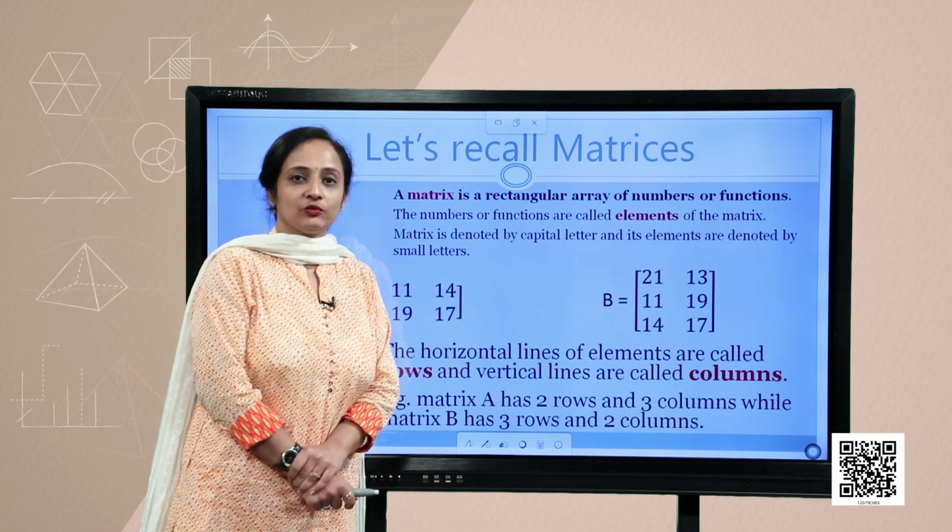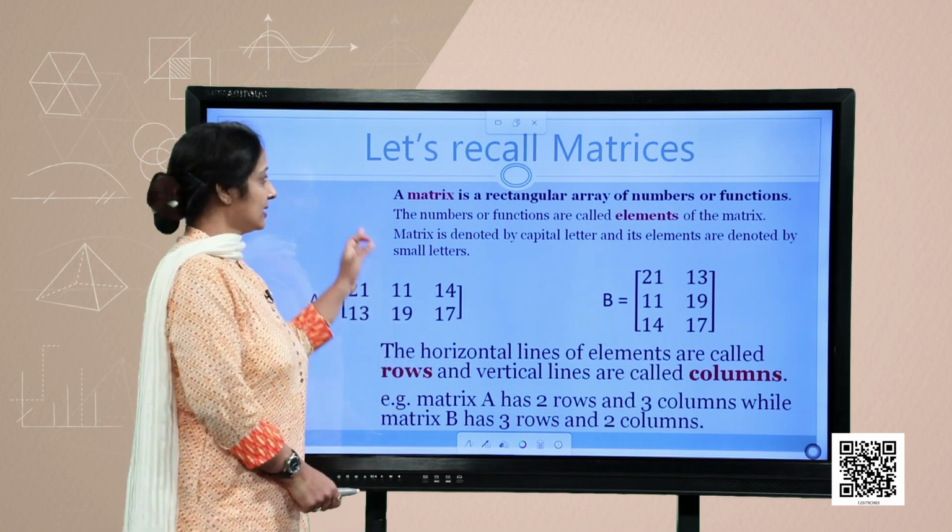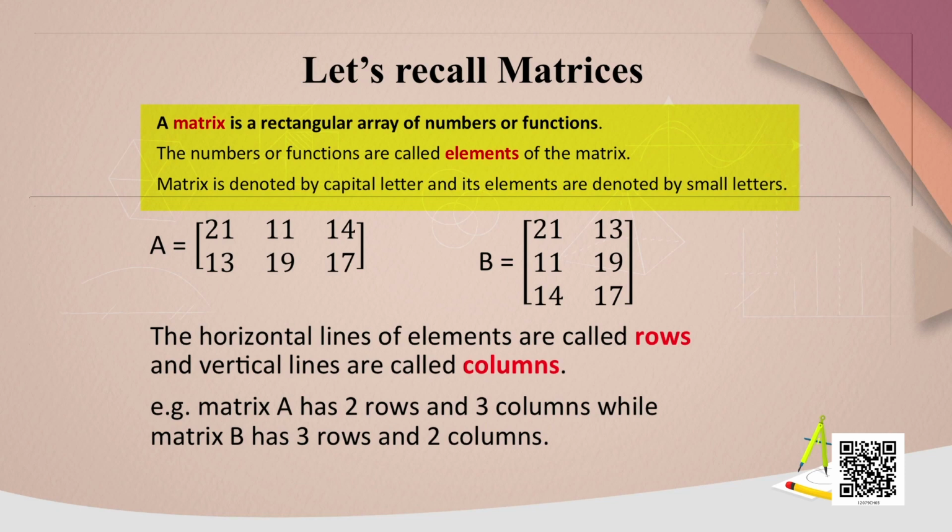Let us revise some of the concepts of matrices. A matrix is a rectangular array of numbers or functions. The numbers or functions are called elements of the matrix. Matrix is denoted by a capital letter and its elements are denoted by small letters. For example, this is matrix A, this is matrix B. The horizontal lines of the elements are called rows and the vertical lines are known as columns.